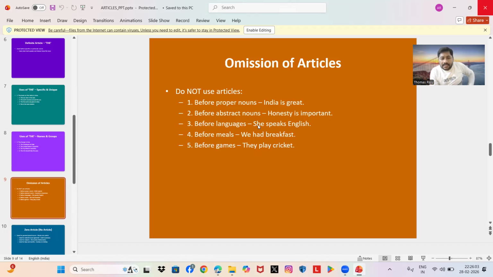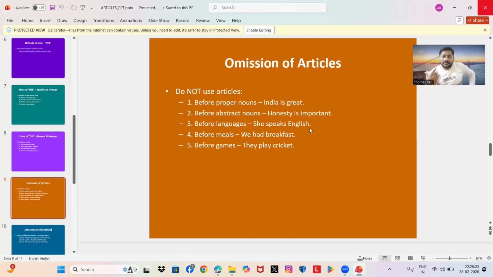Next, before languages, she speaks English. So before the names of languages, we should not use article the: the English, the Telugu, the Marathi. We should not say like that. Simply we have to say English, Marathi, Telugu, Hindi. Like that we have to say. అంటే భాషల ముందు మనము యూజ్ చేయము the. The names of the languages.